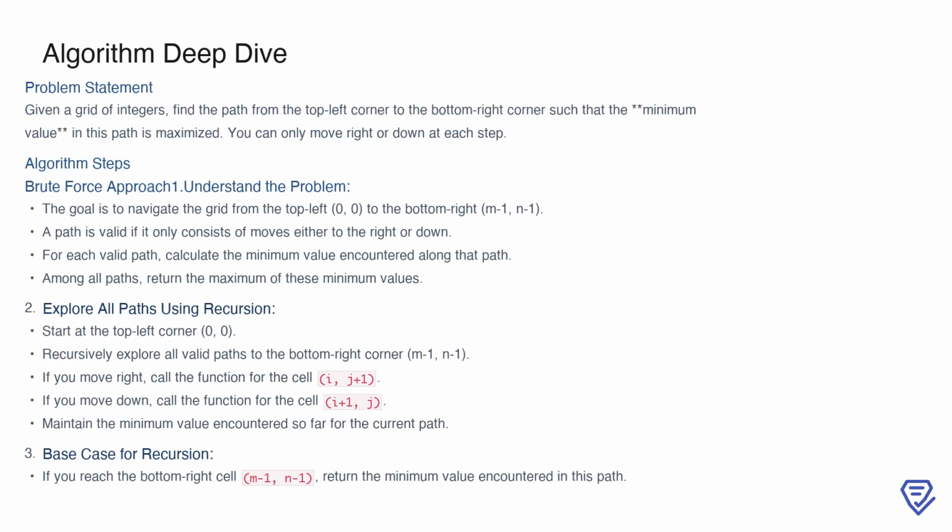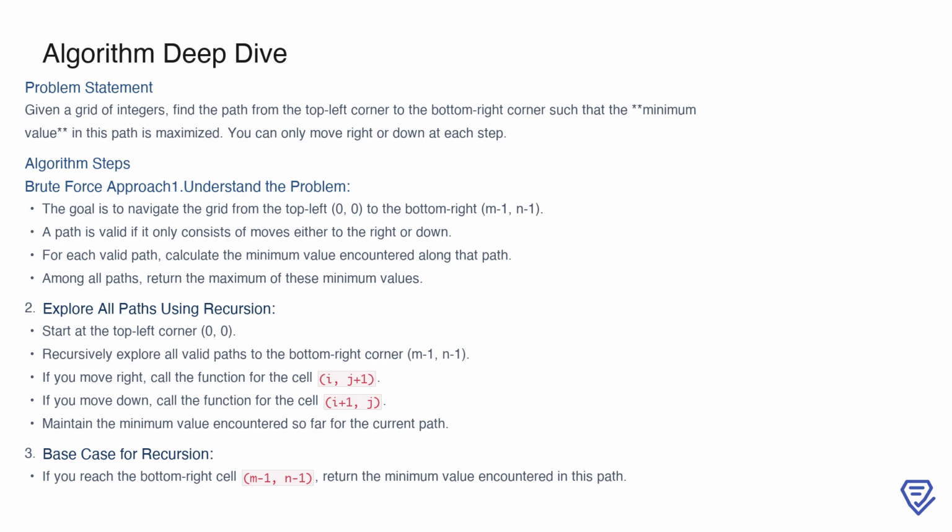The problem challenges us to find a path through a grid where the smallest value encountered on the path is as large as possible. We can only move right or down, starting at the top left corner and reaching the bottom right corner. To better understand, imagine traversing the grid and evaluating each path based on its smallest number. Our goal is to maximize the smallest value across all possible paths.